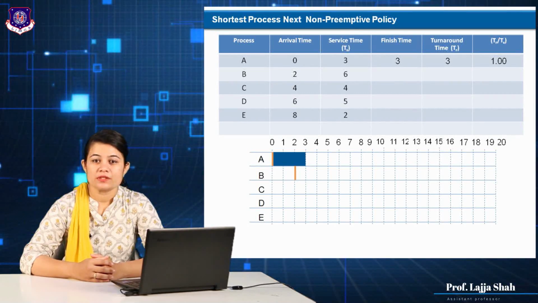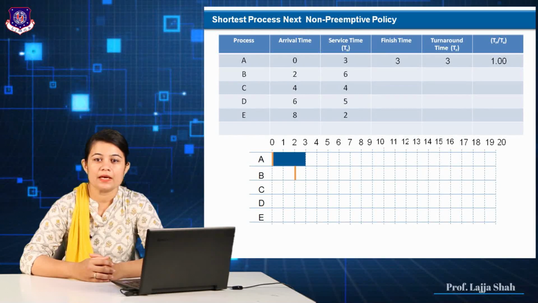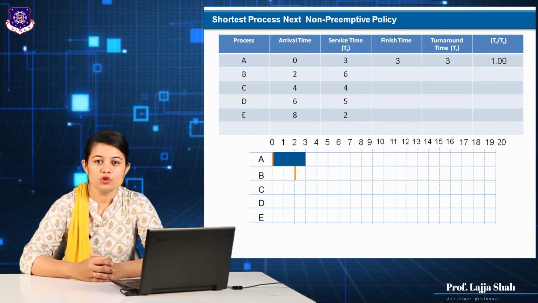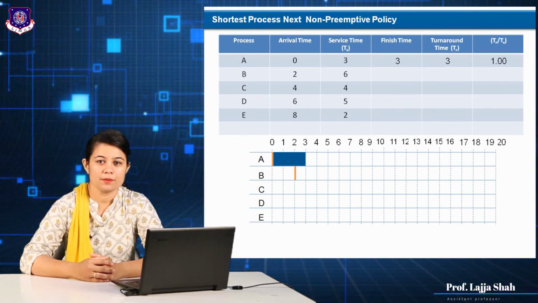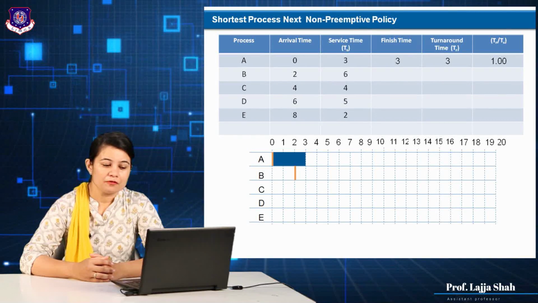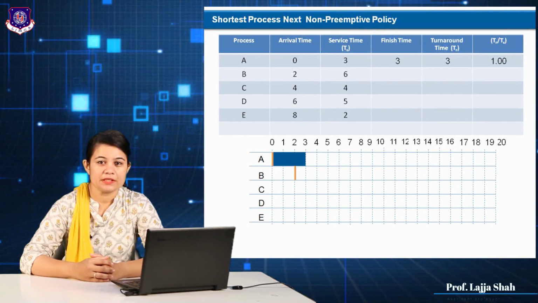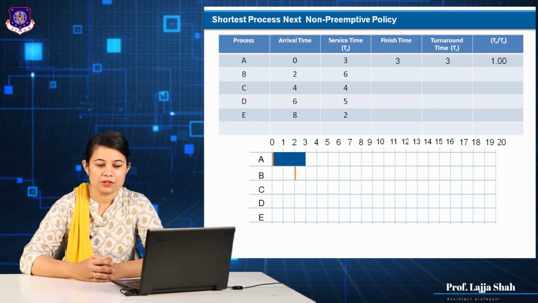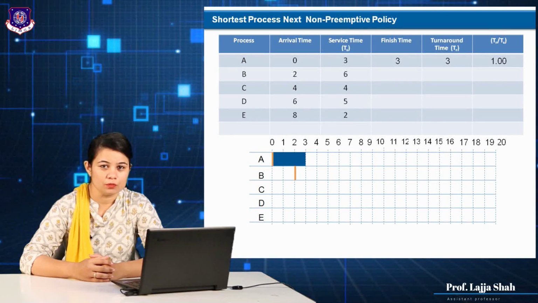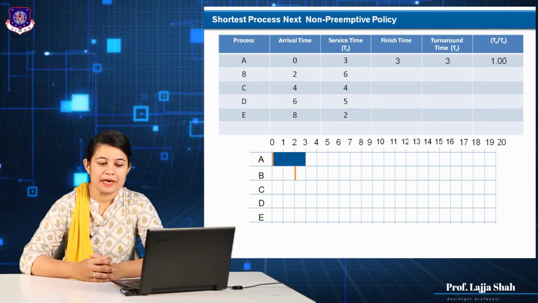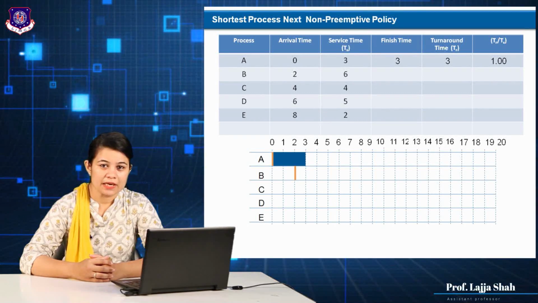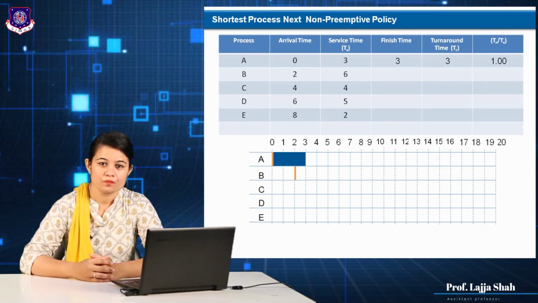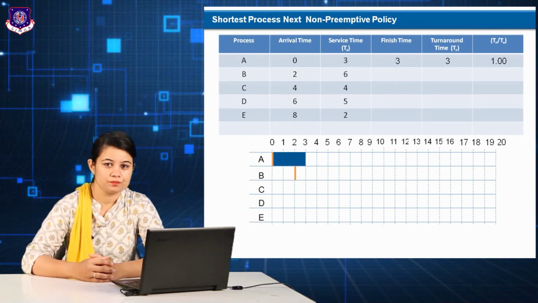While process A was executing, process B had already arrived in the system. But it is a non-preemptive policy, so the new process B will not interrupt process A. After the completion of process A, we put the values in the table: the finish time, turnaround time and throughput value. Process A has finished at 3 seconds. Its turnaround time is also 3 seconds, that is the difference between finish time and arrival time. And its throughput value is 1.